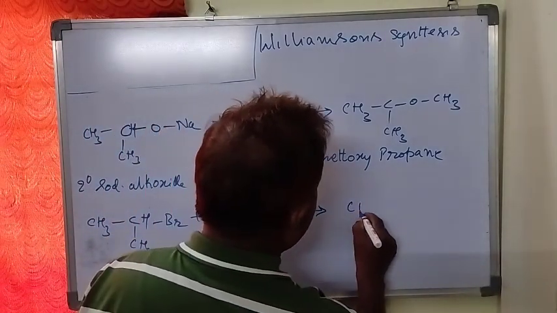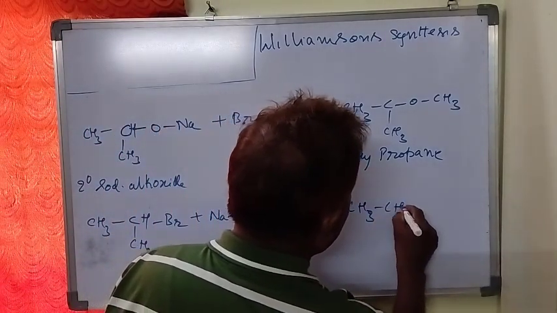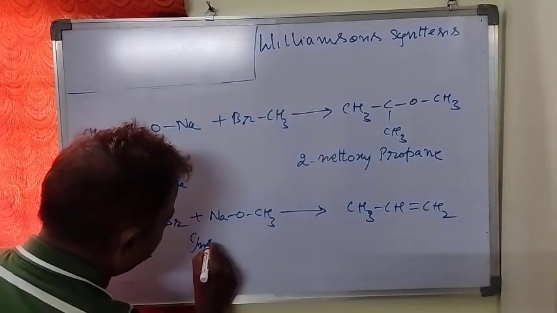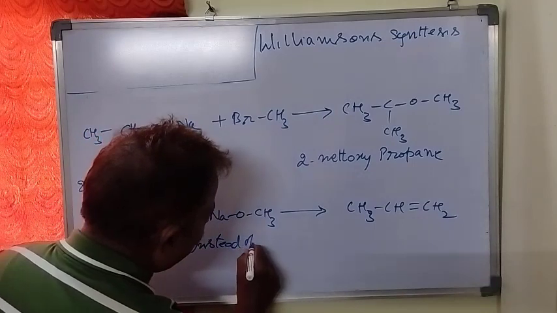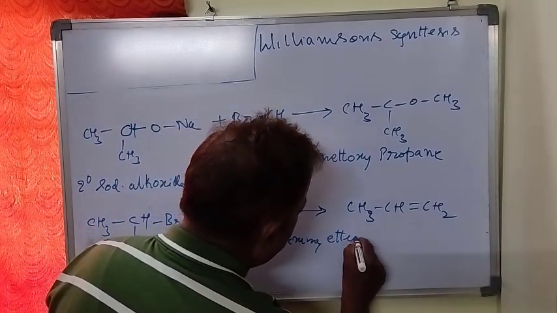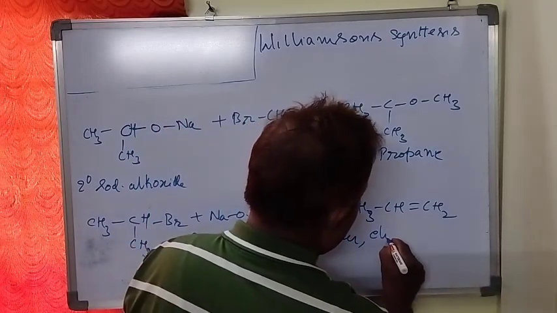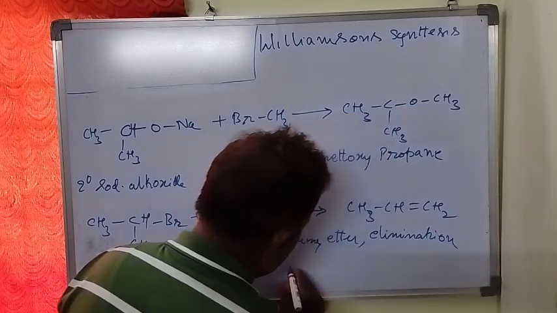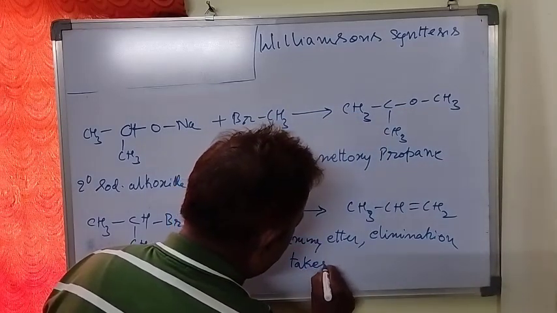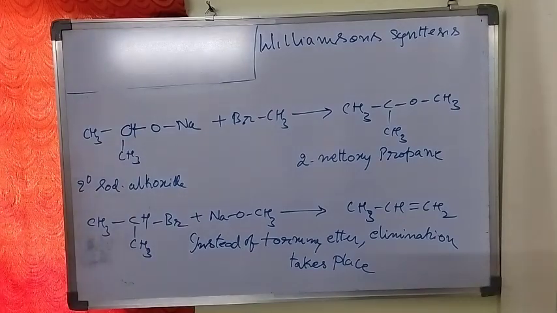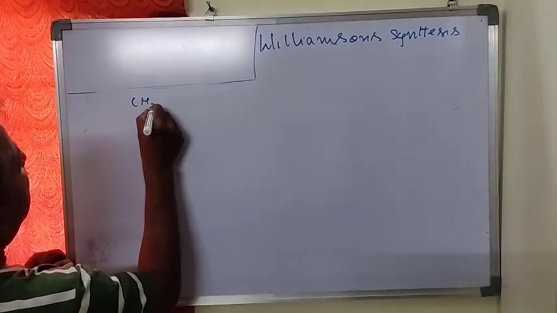So this is CH3CH=CH2. Instead of forming ether, elimination takes place. Right. Let us see one more example in the same manner.